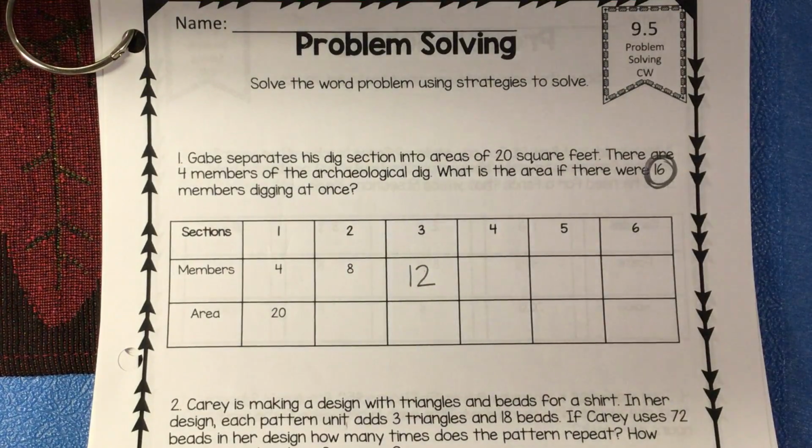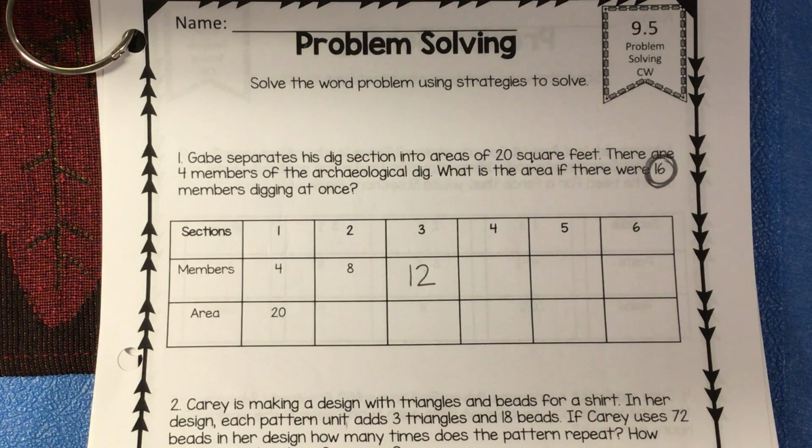So the rule is times 4 from sections to members, because every section has 4 members. So what about a section with 4 sections? How many people? 16. 16.